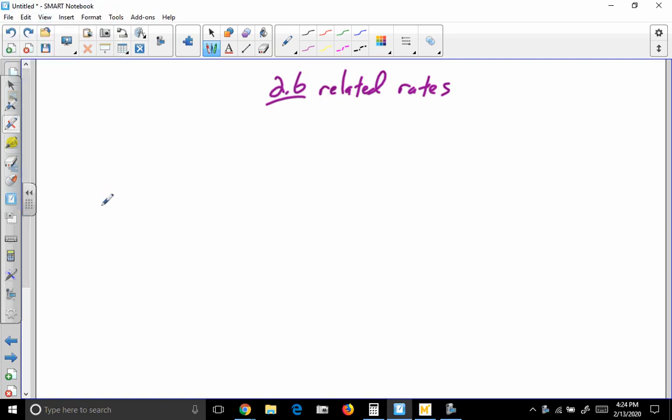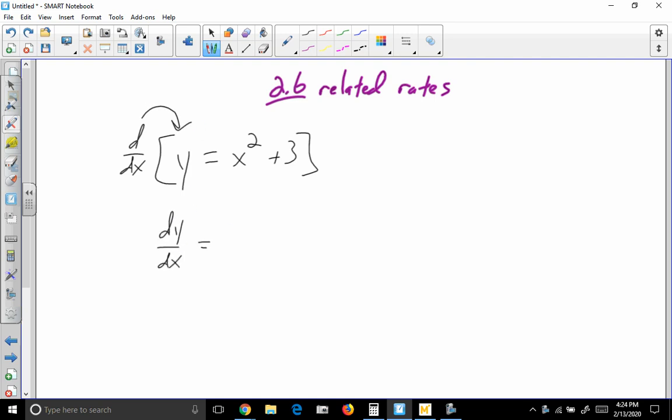In section 2.6, we're going to look at the topic of related rates. When we've looked at taking derivatives so far, we've looked at finding dy/dx. And while it is a relationship of rates, it's a relationship as one variable changes with respect to the other, but not over time.